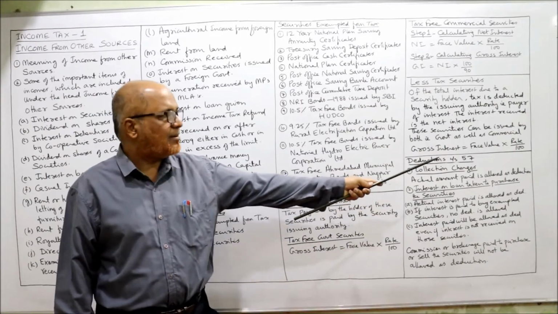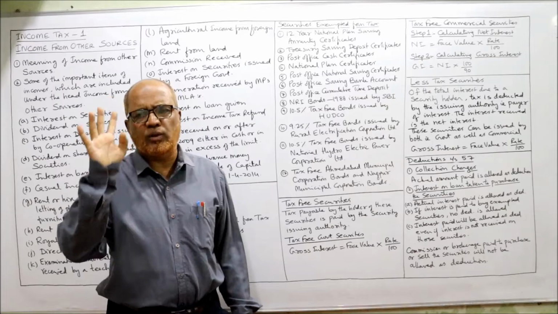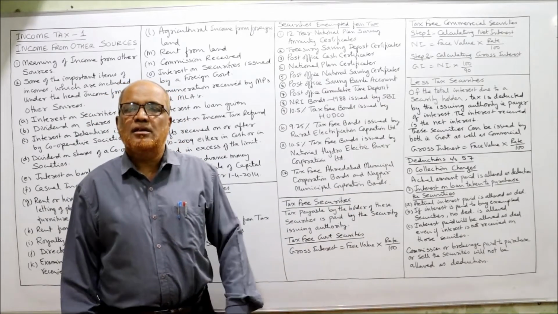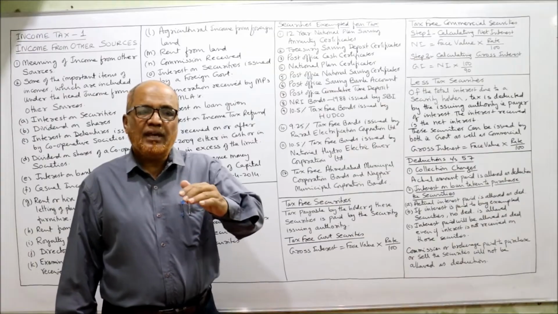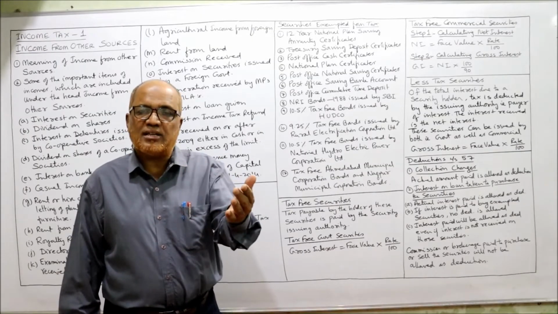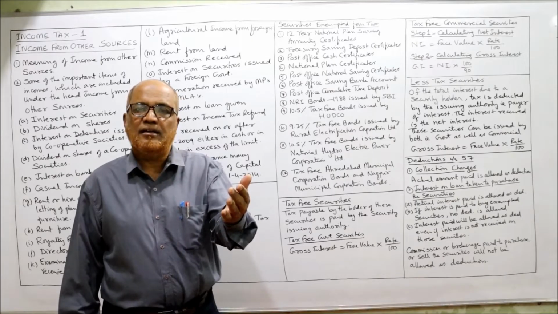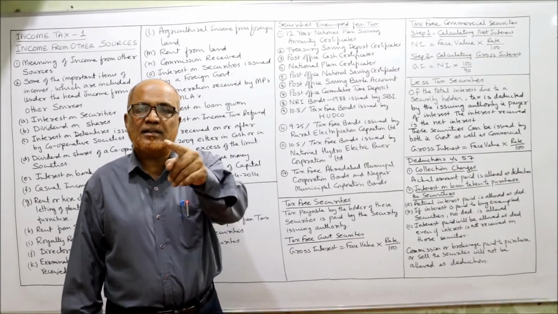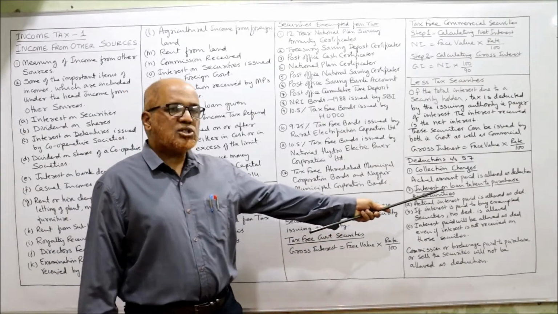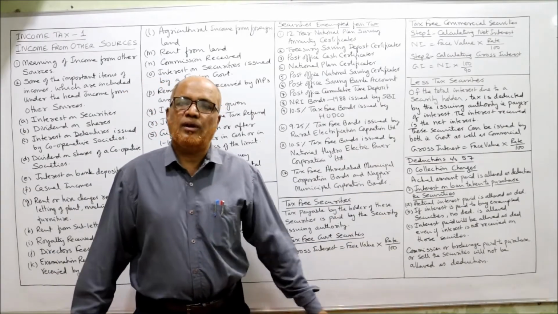Deductions under section 57. Only two deductions are allowed. The first deduction is collection charges. The Income Tax Act says if collection charges are incurred by the assessee in collecting the interest, those collection charges will be allowed as deduction. First one. Second one, interest on loan taken to purchase the security.